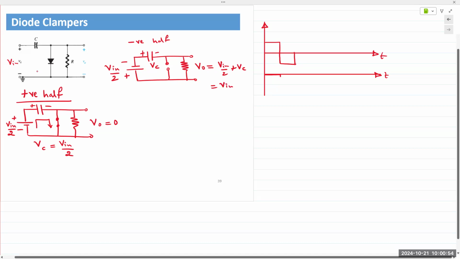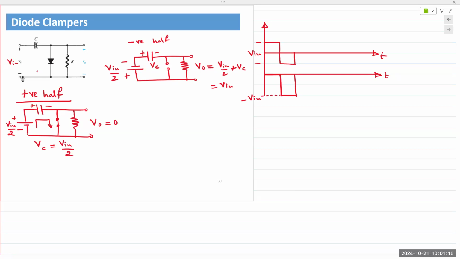But it's the negative cycle. Everything is reversed, so it's minus V in. And so you get the full swing of the voltage, but in the negative direction. It clamps it. It's modifying, it's shaping the waveform, and it is clamping it at a certain level.